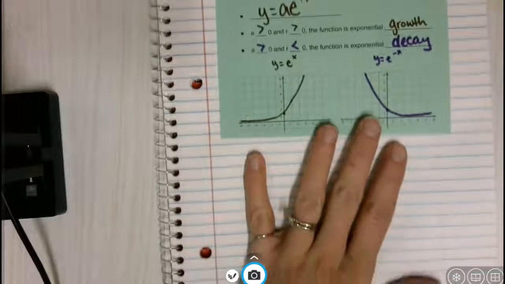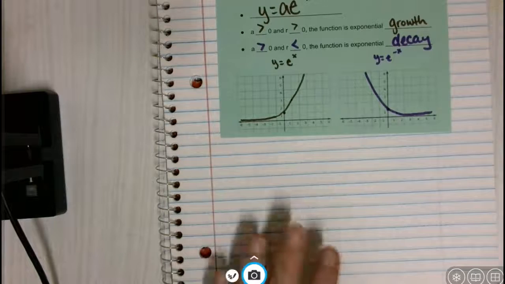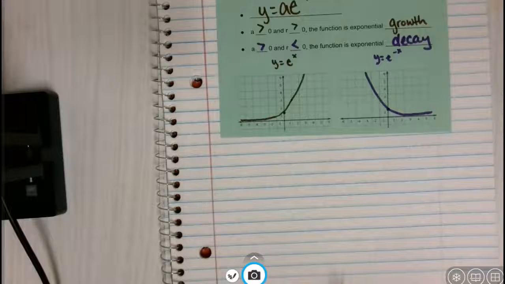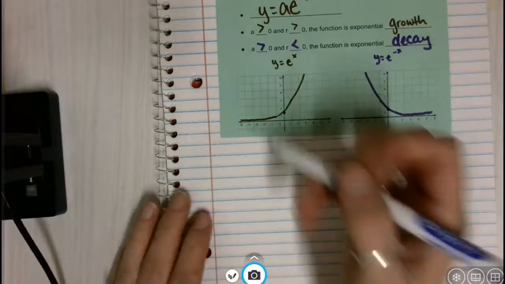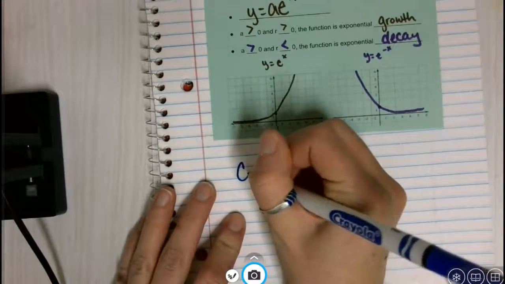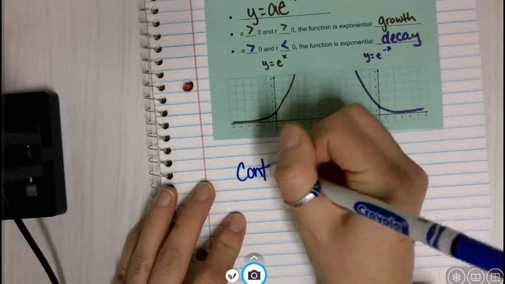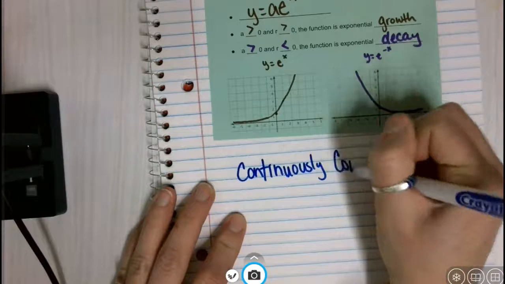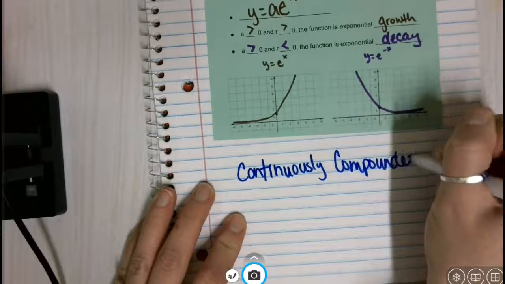Okay. The other thing we're going to talk about is in that last section we looked at compound interest. So there's another type of compound interest that we need to know about, and there's another magical word in here. So here's this part. It's continuously compounded interest.